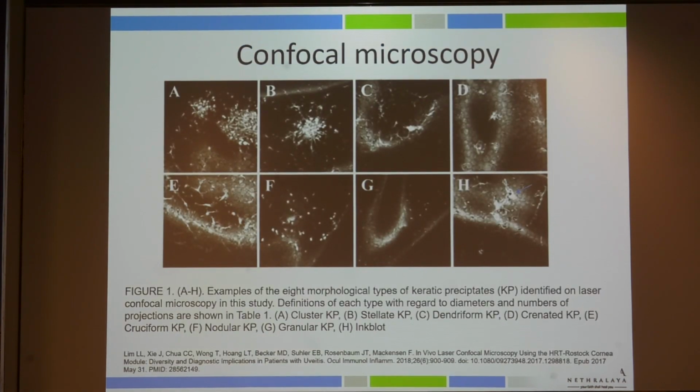Recently, Lim et al. have reported an ink blot type of keratic precipitates in viral uveitis. This is new, and has been added to the literature compared to the existing patterns.